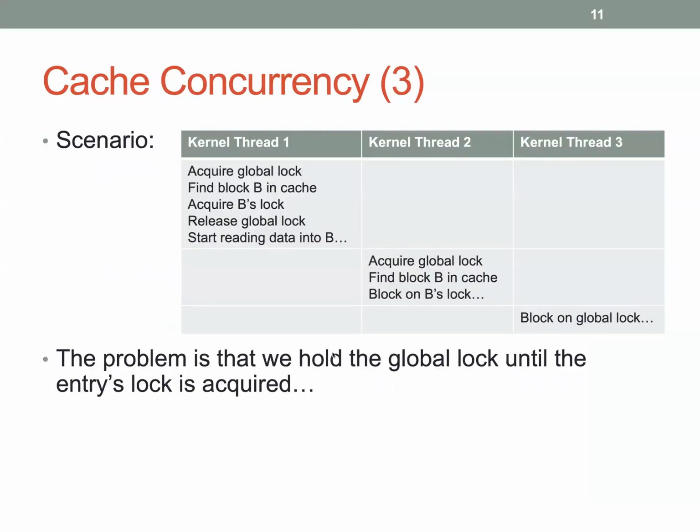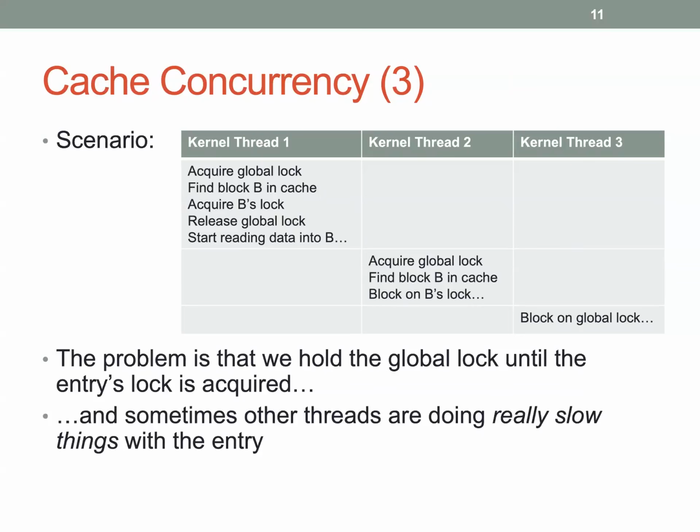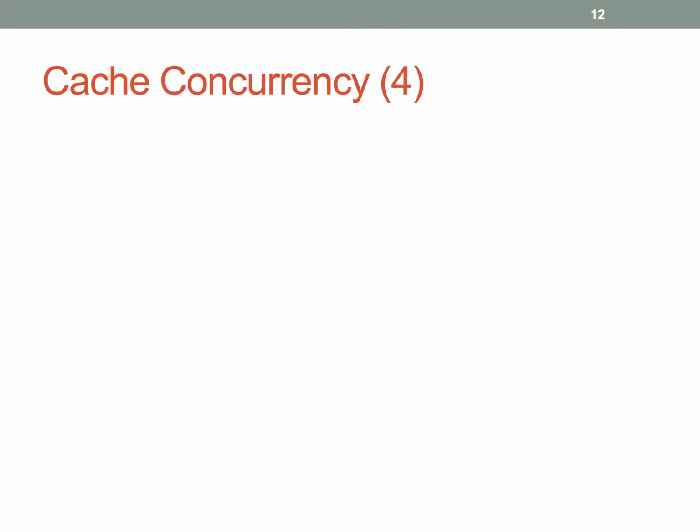So the issue is that we wait to release the global lock after we acquire the lock on block B, because that's what causes the second kernel thread to block on B's lock while it's also holding the global lock, and then that blocks other threads. Okay, so we have to think, is there a way that we can reorder the locking and unlocking to prevent this unfortunate performance issue? Sometimes other threads are doing really slow things with the entry, so the entry lock is becoming a blocker for other things holding the global lock.